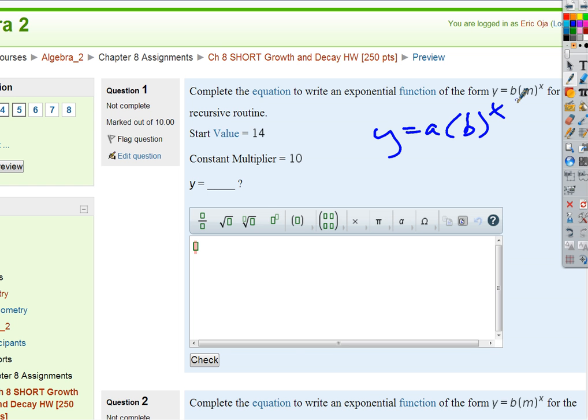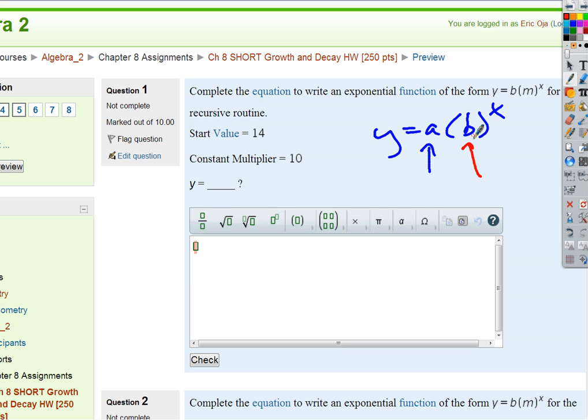exponential function is in the form, we called it a times b to the x, right? We always said that the number that's out in front is the initial value. It doesn't matter what you call it. It's the number that's out in front. The number that's inside is the constant multiplier. In our book, they use growth factor. Same thing though. Every time x increases, we're multiplying by another power of that.